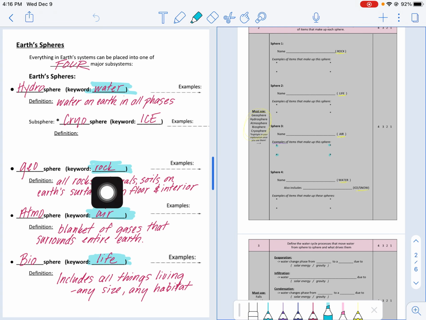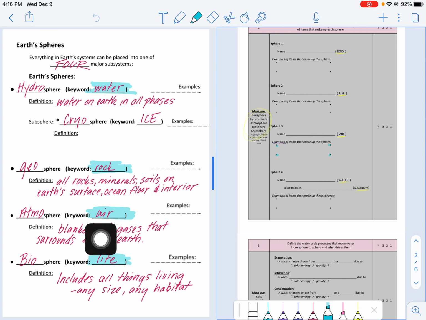Here we've got the geosphere for rock. So that's all materials. Doesn't have to be a solid, because we can talk about that liquid rock inside the earth, but think about just kind of soils and dirts that you're finding across the earth's surface, or a type of rock, things made out of rock, like that.